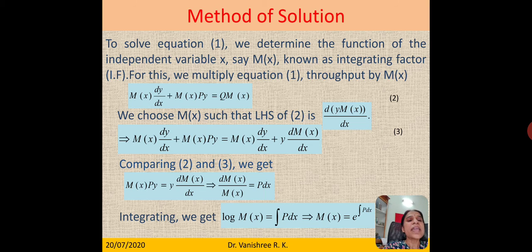So it is like f dash of x by f of x, which is equal to p dx. So when you integrate f dash of x by f of x, you are going to get log f of x. So here in place of f of x, we have m of x. Therefore, you can get it as log m of x is equal to the right hand side. We don't know what exactly p is, so we shall just write it as integration p dx.